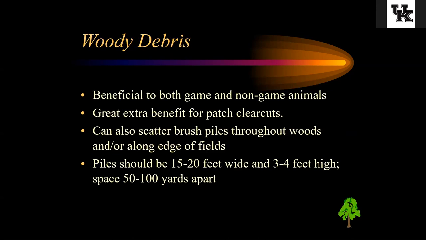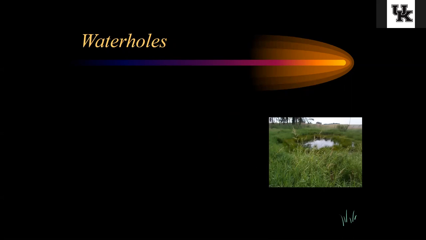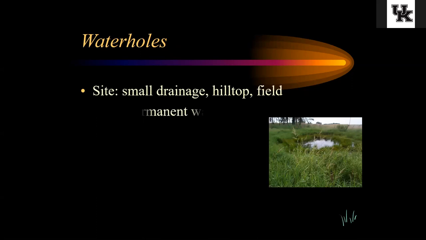Wildlife water holes, that's another great practice, even in the woodland, to provide some additional water resources for land animals. Small drainages, hilltops, fields. Oftentimes the best ones are on ridgetops where there's a clay underlying layer that will help to provide a seal up on a ridgetop. And basically the rain keeps them full and there's very little leakage if that can be built into that clay layer, which is really common. And the goal is a permanent water source.